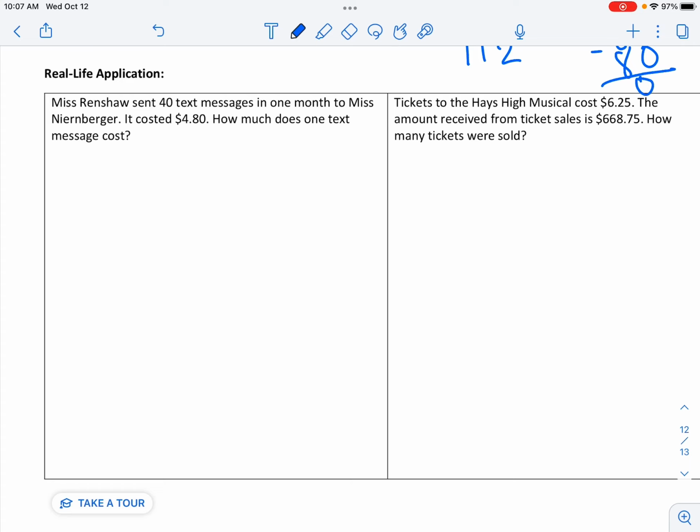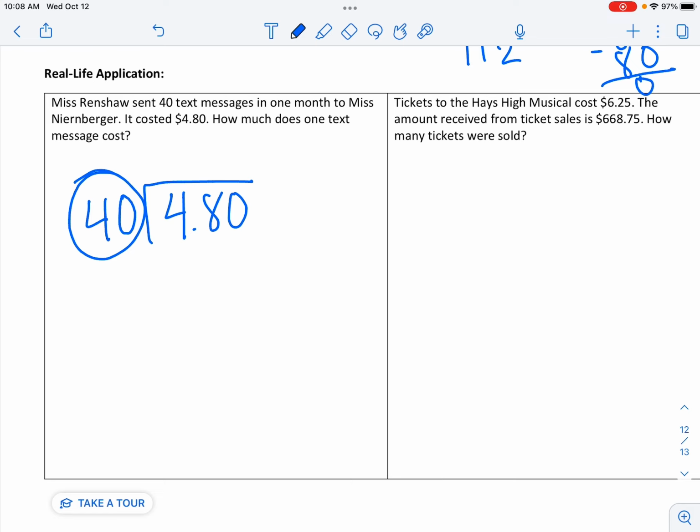Okay, so we're going to have $4.80 divided by 40. We don't need to do anything because our number right here is already a whole number. So we don't have to move a decimal or anything like that. So that means this decimal just moves straight up. So we know we start dividing.